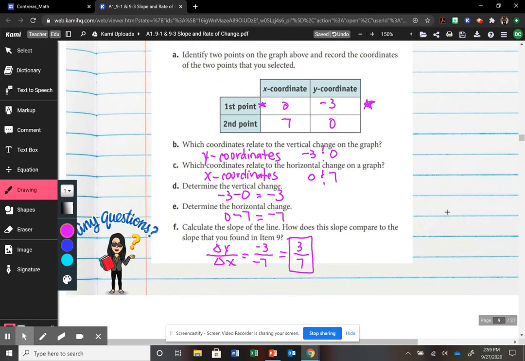Okay, if we had gone the other direction, if I had started with this point, it would be 0 minus -3, which would give me a 3, and 7. So this is my change of y, my change of x. And this would be 7 take away 0, which is 7. So that gave me the same thing, okay? Just watch your signs because this is 0 minus -3.